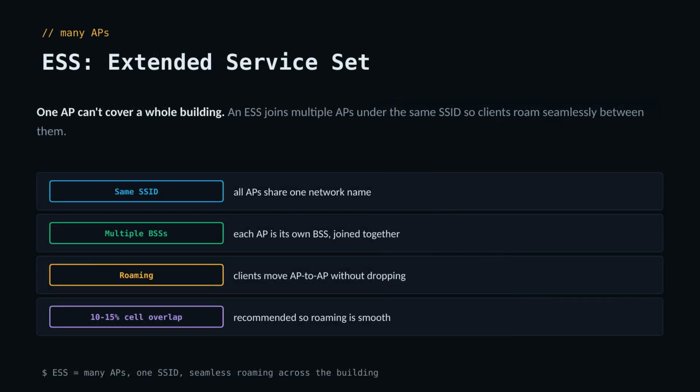Now, one AP rarely covers an entire office or building, so we scale up to an extended service set, or ESS. An ESS is simply multiple BSSs stitched together under the same SSID, the same network name, so clients can roam from one AP to the next without dropping their connection. Each AP is still its own BSS with its own BSSID, but to the user, it all feels like one network. The design tip worth remembering: aim for about 10 to 15% overlap between cells so that handoff stays smooth.